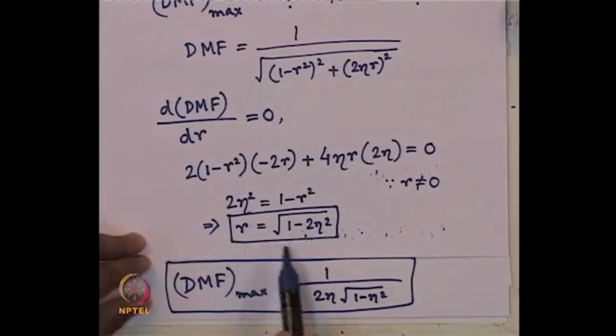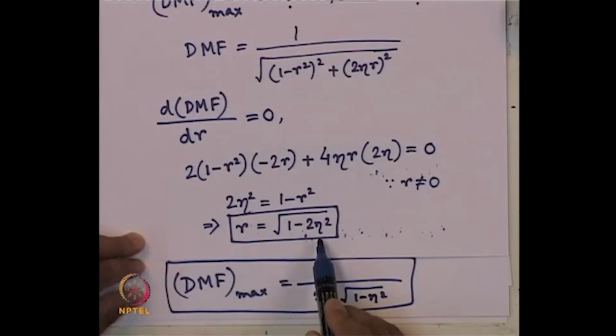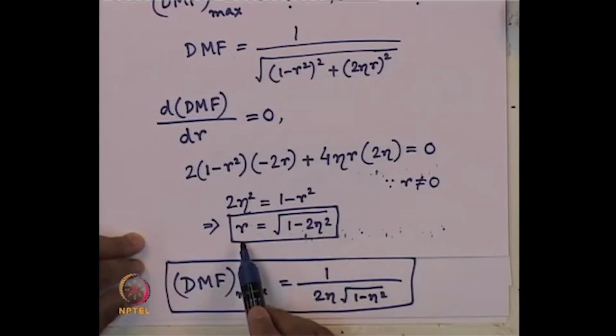Where the maximum occurs for the undamped case, that is eta equals 0, at r equals 1, which we have seen in our plot, that is, it becomes infinity at r equals 1. But when eta is non-zero, the maximum is not at r equals 1, but at a slightly lower value of r. That is why, in the curve when I draw it, the maximum point is a little ahead of r equals 1.